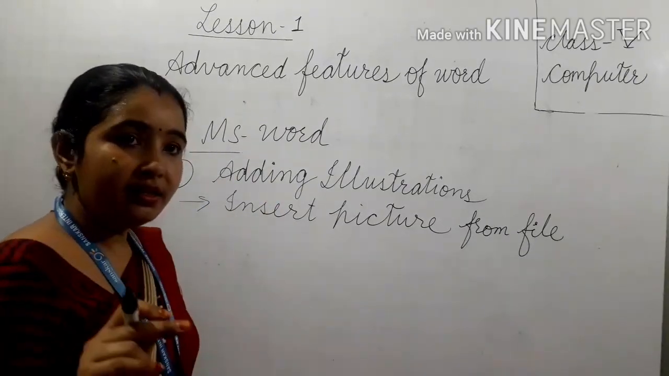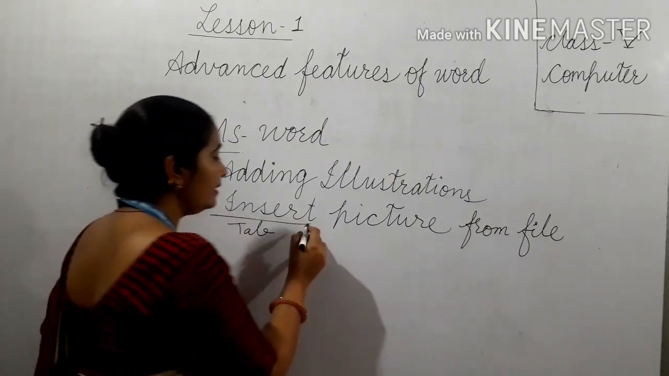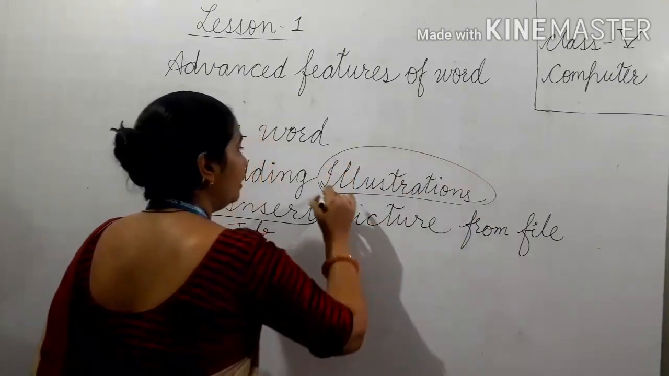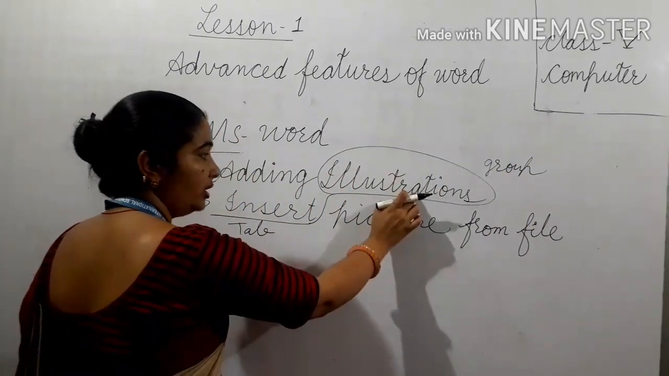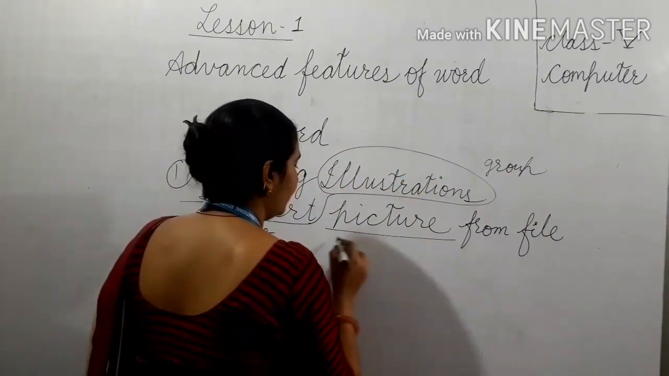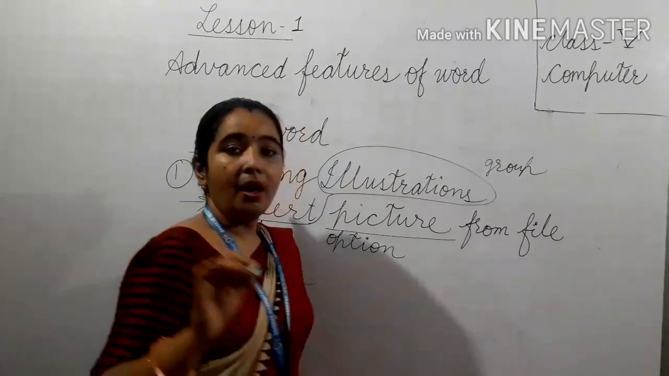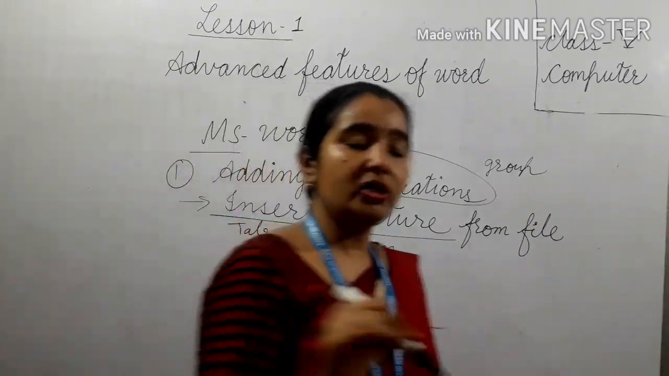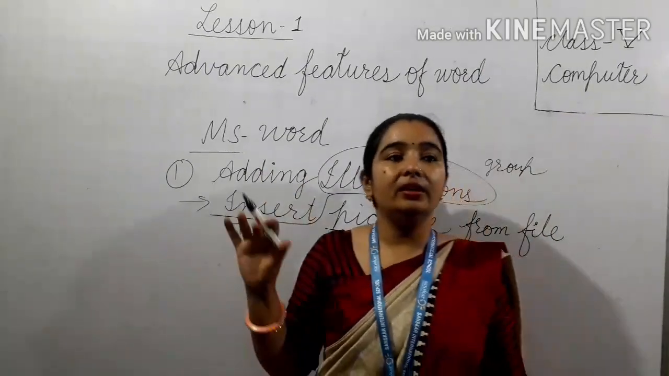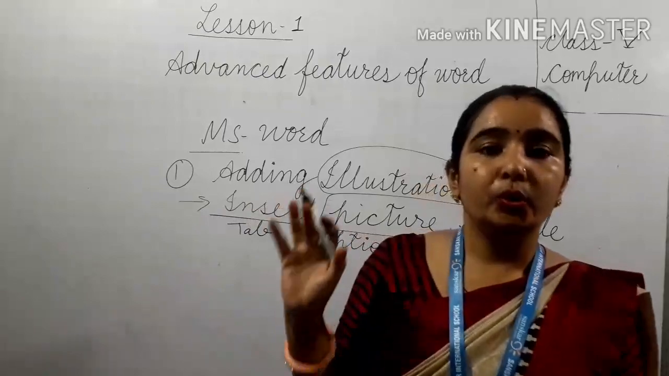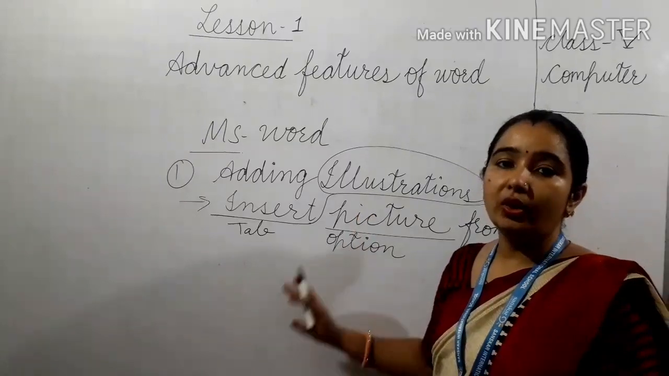You will get this option in the Insert tab. In the Insert tab, it will be in the Illustration group. Illustration is a group. Insert tab, Illustration group, you will get the option. Which option will you get? That is the Picture option. When you click on the Picture option, you will get many pictures which are saved in your computer. You can select those pictures and browse that picture to your file.